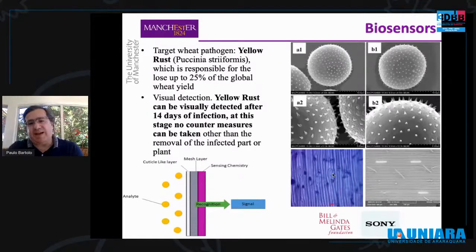And then we'll have a sensing layer, basically formed by a hydrogel containing sucrose that will detect the pathogen due to the production of glucose, which induces a color change that is detected by a camera. I have a movie to illustrate the concept.